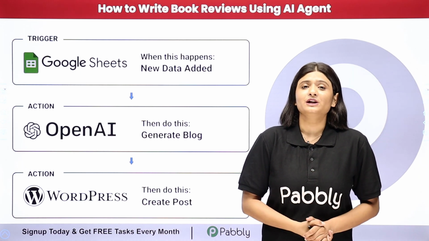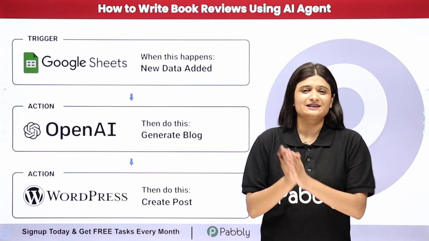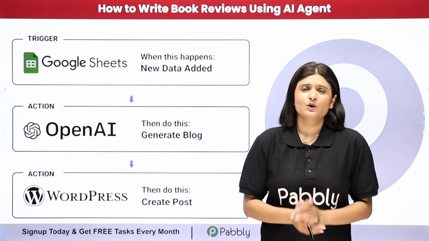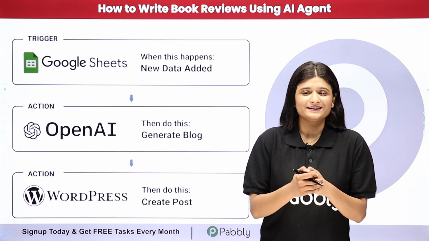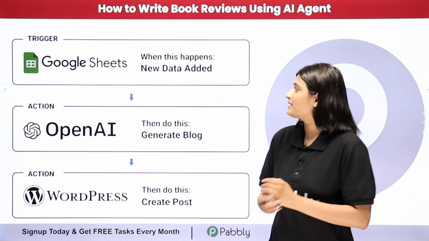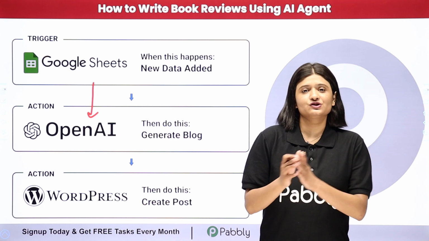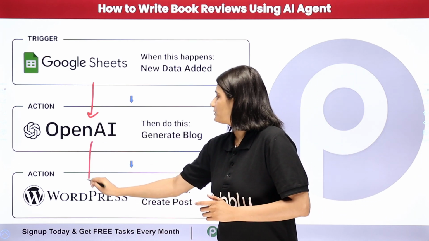And to do this automation, I'm going to use Pabbly Connect. So Pabbly Connect is an amazing automation and integration software which requires no coding or programming skills. Here I just need to build a connection between Google Sheets, OpenAI, where I'm going to take my AI agent as OpenAI, and then WordPress.